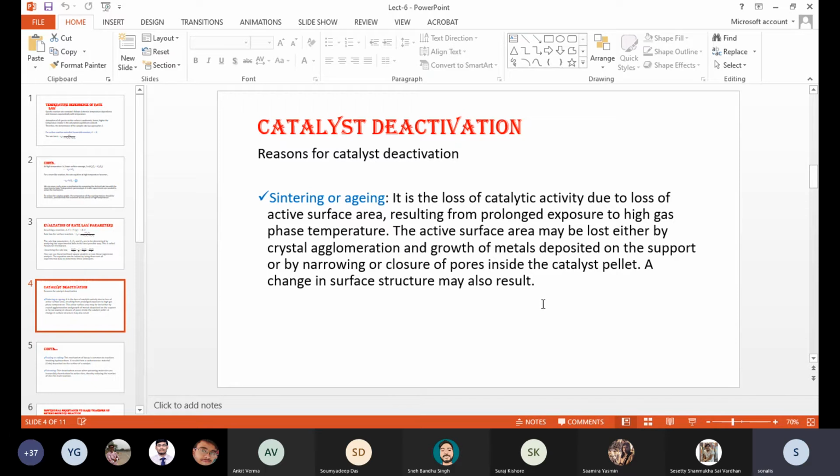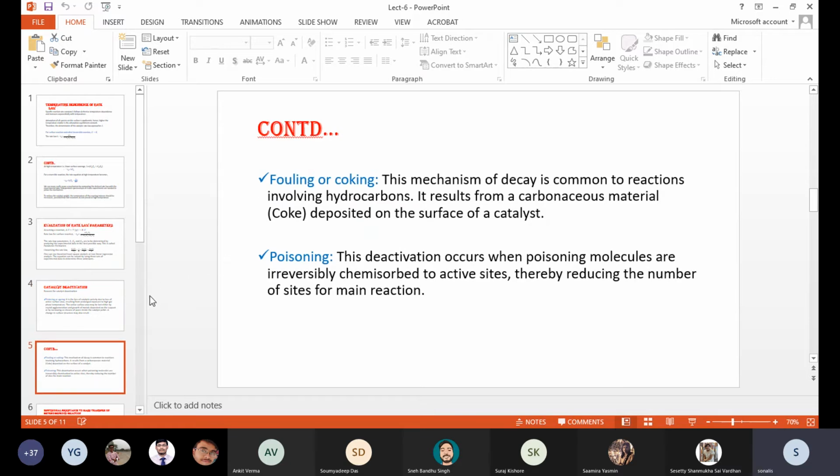If you use an impure stream, then the impurity will sit on the support, on the catalyst surface, or lead to narrowing or closure of the pores inside the catalyst pellet. Because of the high temperature exposure, the pores may get closed. Their mouths may become very narrow because of the melting or change in the crystal structure. A change in surface structure may also result. So these are the consequences of exposure to high temperature for a long time. This is aging: because of long time exposure, the catalyst does not retain its activity.